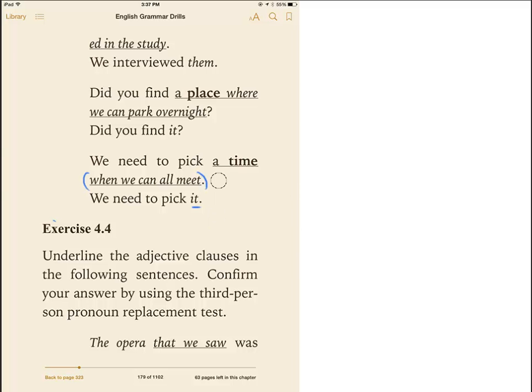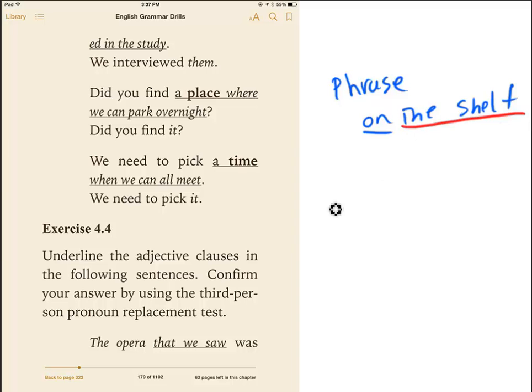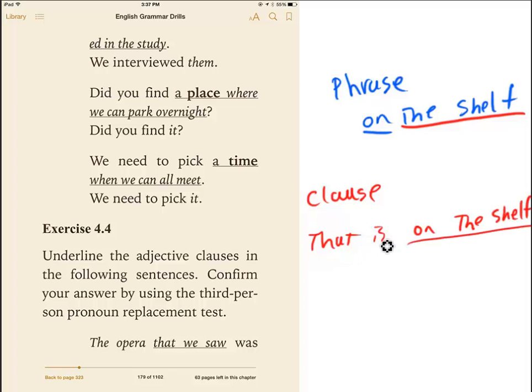All right, so it's no different than what we did with the prepositions, but it's different than the phrase in the sense. A phrase only has a preposition: on the shelf. On is the preposition. Shelf, the shelf is the object. A clause has the verb also. That is on the shelf. It has not only that, but it also has the verb that goes with it. So it has a noun and a verb. All right, so that's the only difference.